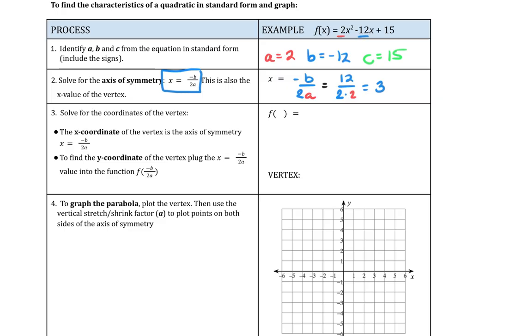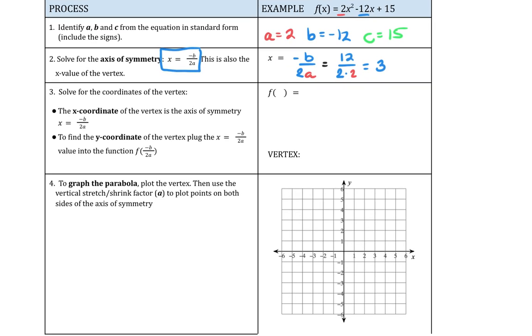What is this axis of symmetry? I'm going to show you what that is in a minute. But right now, we know that the vertex has an x value of 3. So to find the y value, we're just going to take that number and plug it into the original equation up here. I highlighted it there.